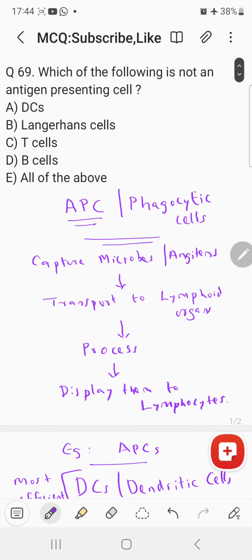Now coming to the question, which of the following is not an antigen presenting cell? DC is an antigen presenting cell, Langerhans cells are antigen presenting cells, B cells are antigen presenting cells. So definitely the answer would be T cells. They are not antigen presenting cells. The correct answer is C choice, T cells.